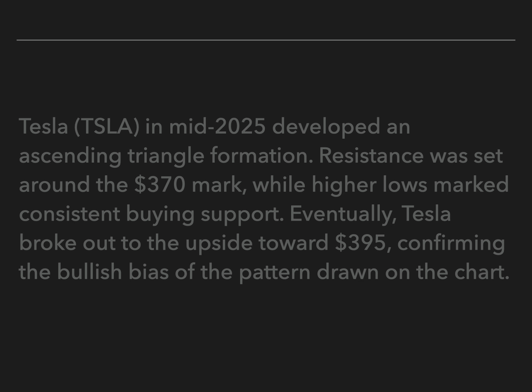Tesla provided the textbook example of this setup. Buyers continuously forced higher lows against the resistance ceiling of 370. True to the pattern, demand overwhelmed that supply wall, producing an upside breakout to 395.